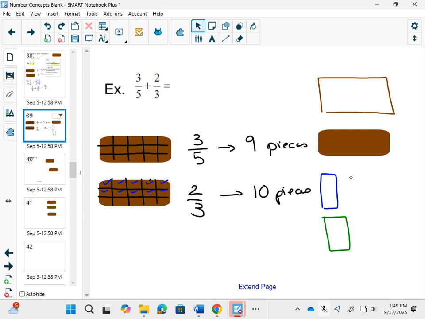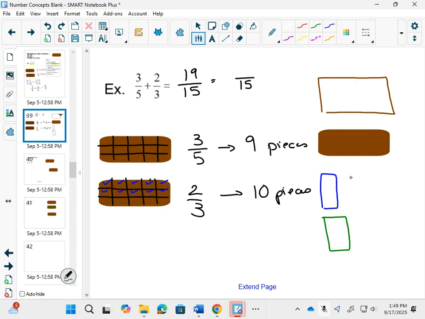You can always draw the chocolate bars. You have 19 pieces in total. How big are the pieces? How much was the chocolate bar split into? 15 pieces. So the answer to this is going to be 19 over 15, which what we did yesterday, we could also write this as a mixed fraction. I'm only going to give you one number in the mixed fraction. The 15 stays on the bottom.